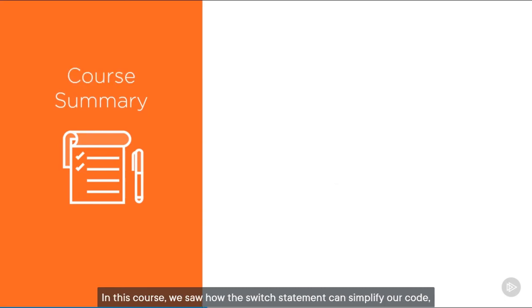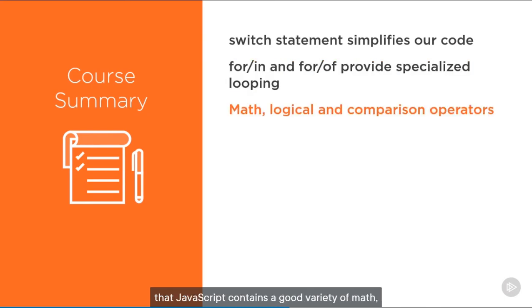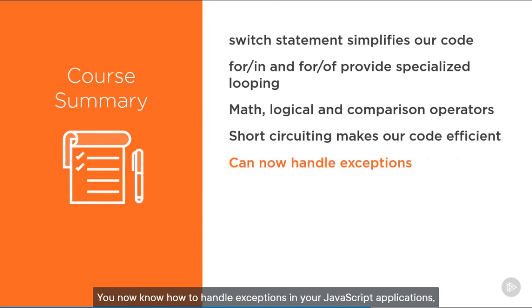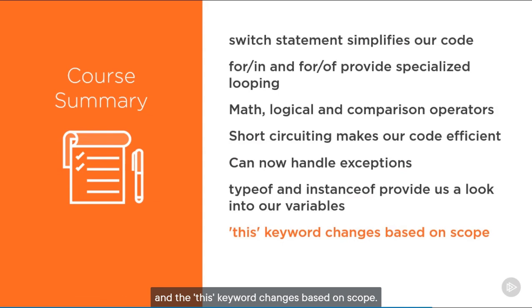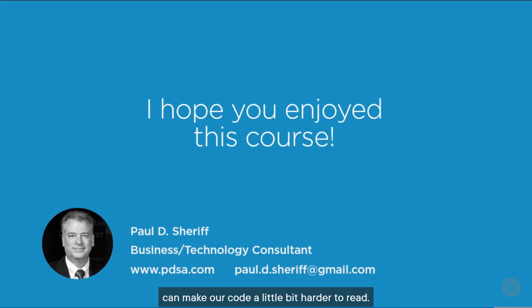In this course, we saw how the switch statement can simplify our code, that the for in and for of provide us very nice specialized looping, that JavaScript contains a good variety of math, logical, and comparison operators, and short-circuiting can make our code more efficient. You now know how to handle exceptions in your JavaScript applications. Typeof and instanceof operators provide us a look into our variables, and the this keyword changes based on scope. We also saw that the spread operator, while useful, can make our code a little bit harder to read. I really hope you enjoyed this course.